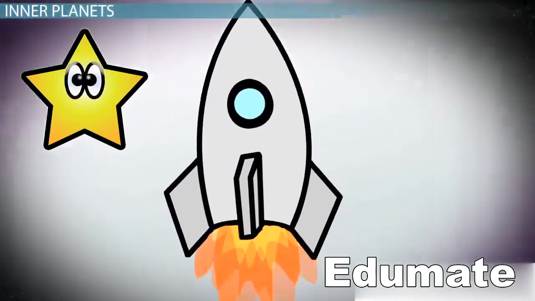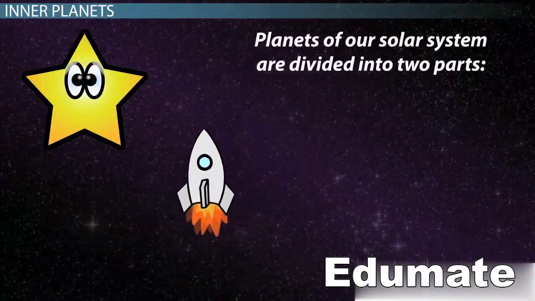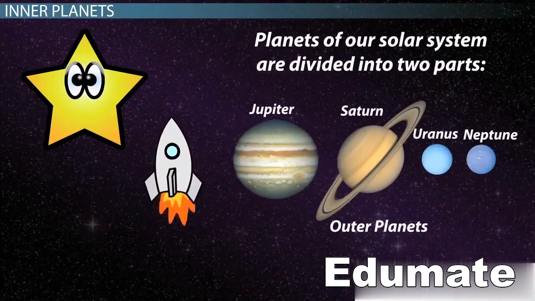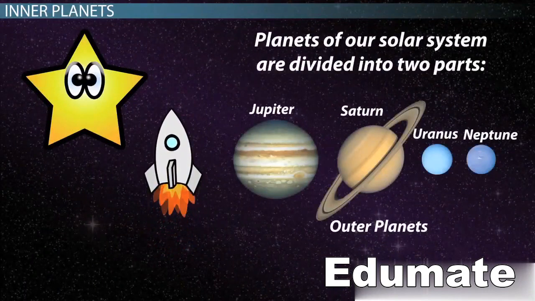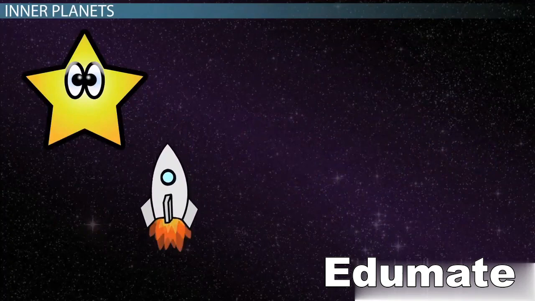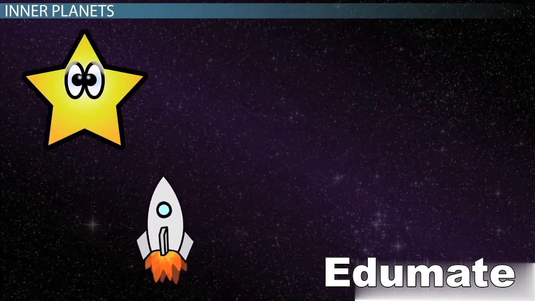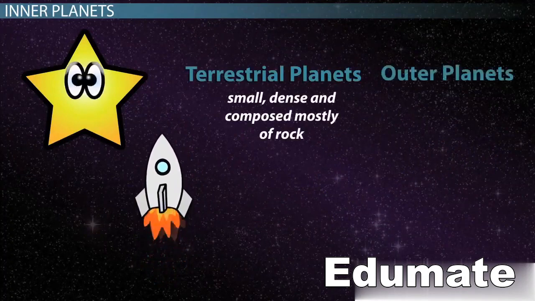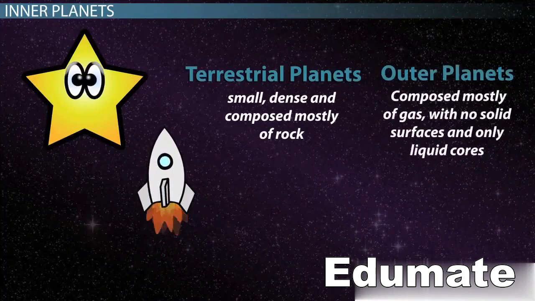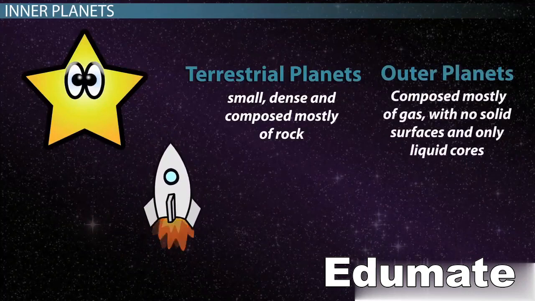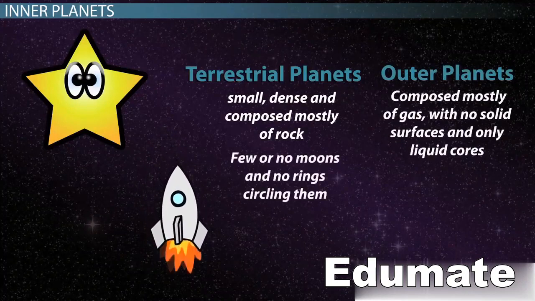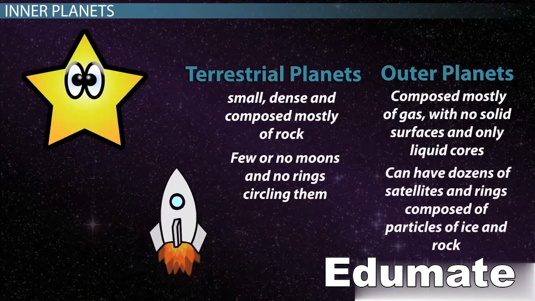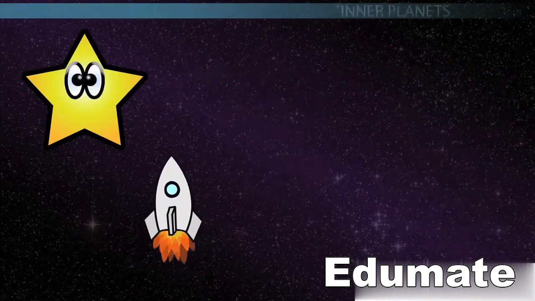As we start our trip, let me share some solar system background with you. Our solar system consists of 8 planets that are divided into 2 parts: the inner planets that we are visiting today, and the outer planets known as the gas giants. You can visit those on one of our other tours. There are a number of differences between the inner and outer planets, aside from location. The inner planets are small, dense, and composed mostly of rock, while the outer planets are composed mostly of gas, with no solid surfaces and only liquid cores. The inner planets also have few or no moons and no rings circling them, while the outer planets often have dozens of satellites and rings composed of particles of ice and rock.